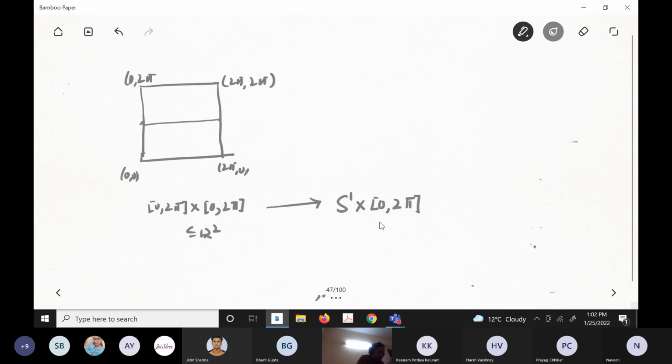Now from this I can get another quotient space. What trick did I do here? I do this here. That means I fold. Okay, so that you will get S1 cross S1. The total should be S1 cross S1.